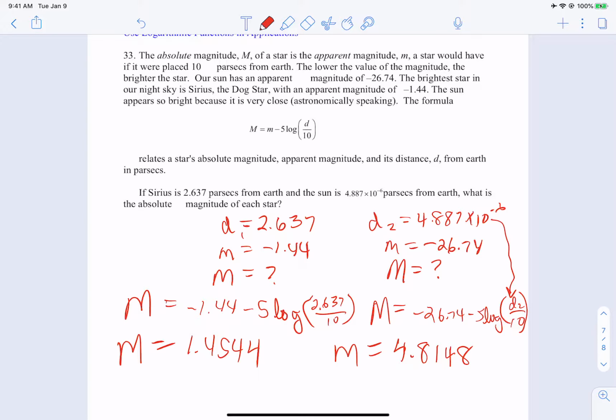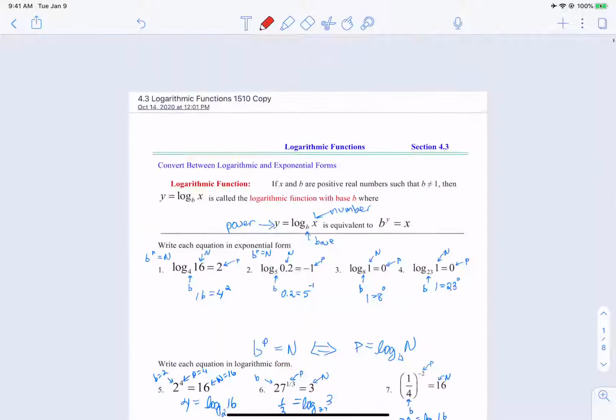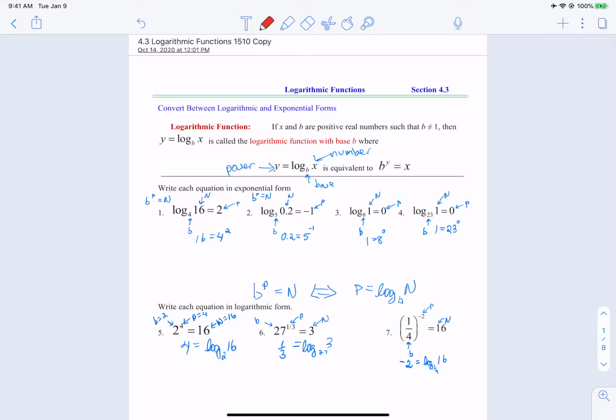I think they just wanted you to practice using a formula that had a logarithm in it. So I guess somebody likes some astronomy, I guess. So there you go. There is our lesson on logarithms.